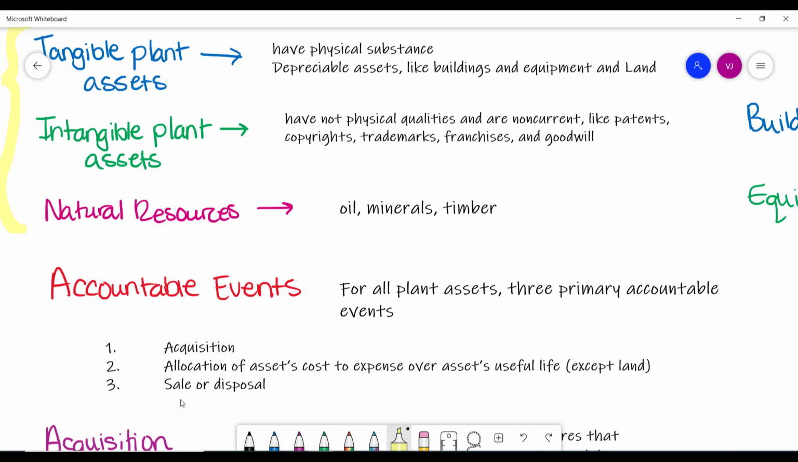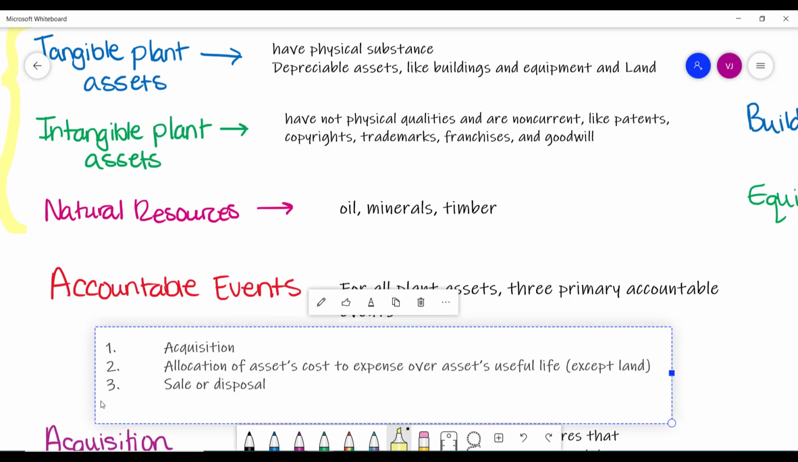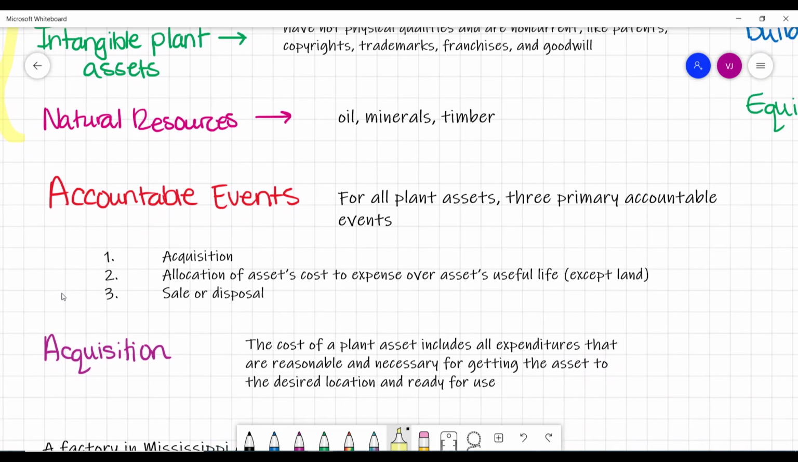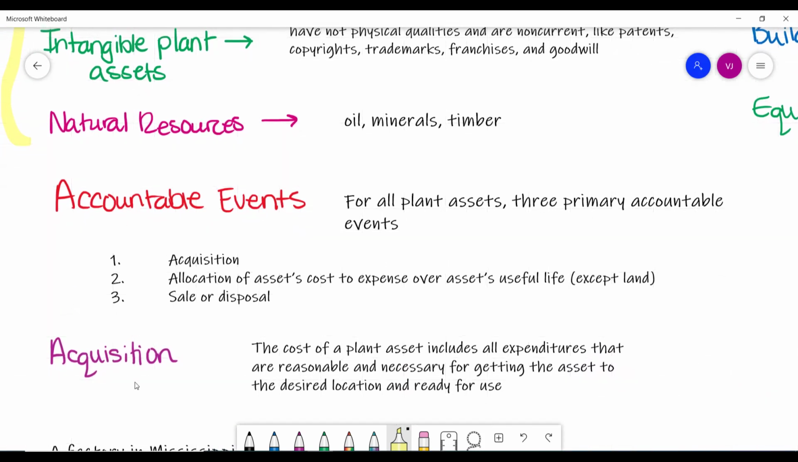So there will be several videos for this chapter, but for this one, the first accountable event that we'll look at just for this video is that of acquisition. So acquiring the plant asset. So the cost of a plant asset is going to include all of the expenditures, all of the costs that are incurred that are considered reasonable and necessary for getting the asset to the desired location and ready for use.